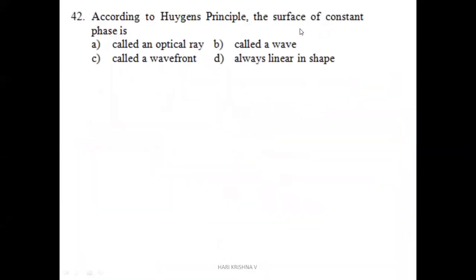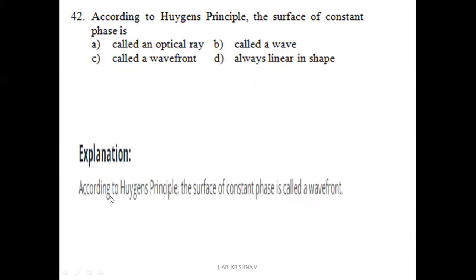According to Huygens principle, a surface of constant phase is called a wavefront. That is what is used to say, right? Whenever a surface of constant phase comes, it is a wavefront.